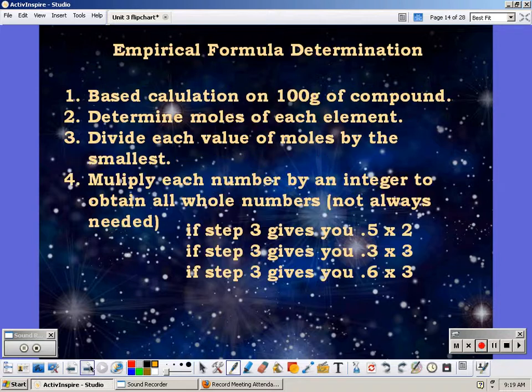So based on the calculations, assume 100 grams of the compound, so that our percent mass is the grams. Determine the moles of each element, divide each by the smallest, multiply by an integer to obtain whole numbers. That's not always needed, but if you have a 0.5, a 0.3, or a 0.6 after dividing by the smallest, you do need to multiply. This is not always taught in Chem 1, especially the 0.3 and the 0.6. Make sure you're aware of those values.